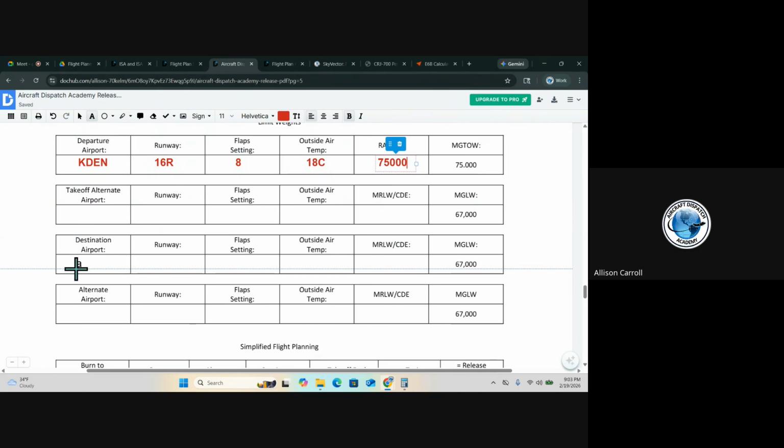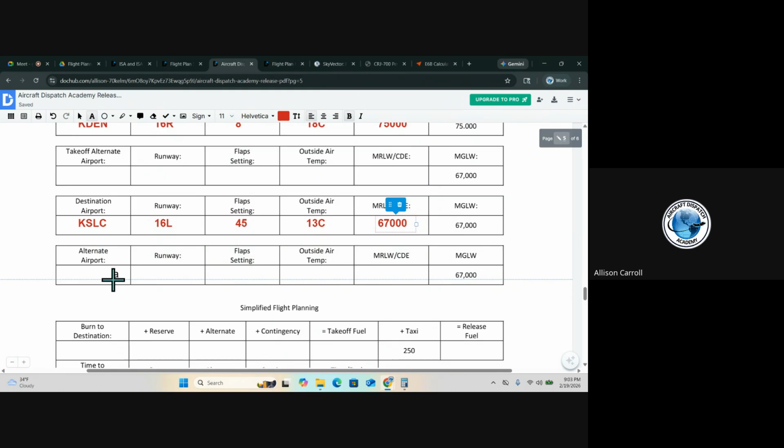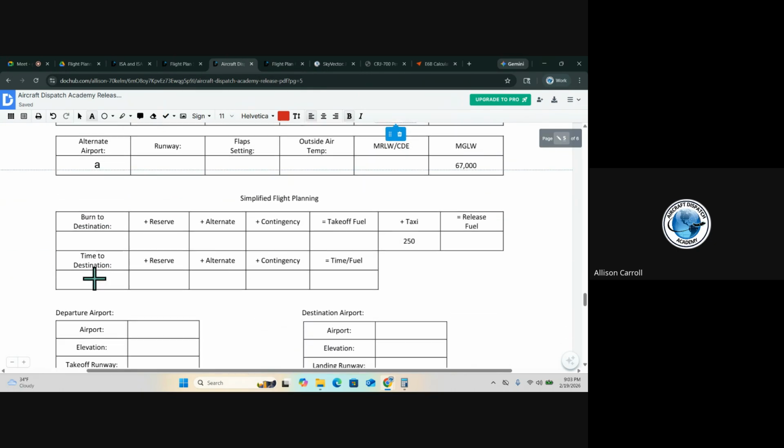This third line, destination, Salt Lake, 16 left, flap setting 45, outside air temperature 13, max runway landing weight, 67,000. Destination alternate, we don't have a destination alternate.